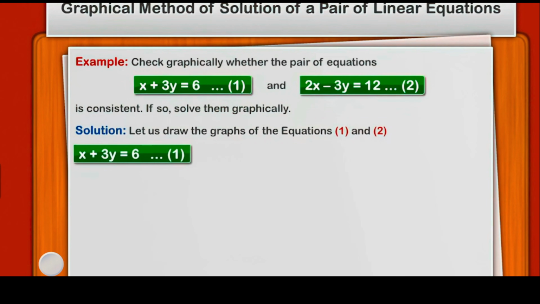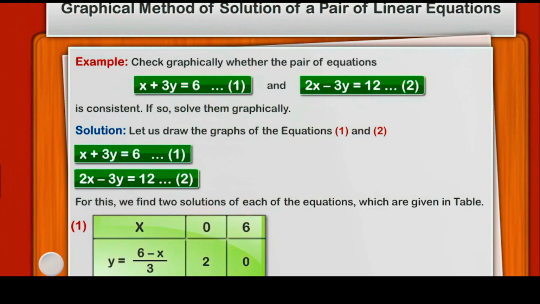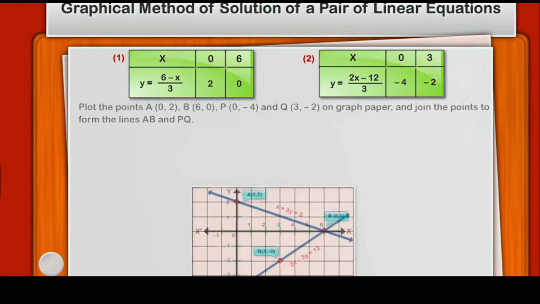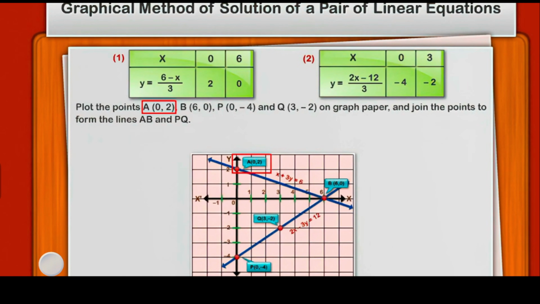Let us draw the graphs of the equations 1 and 2. For this, we find two solutions of each of the equations, which are given in the table. Plot the points A (0, 2), B (6, 0), P (0, minus 4) and Q (3, minus 2) on graph paper and join the points to form the lines AB and PQ.